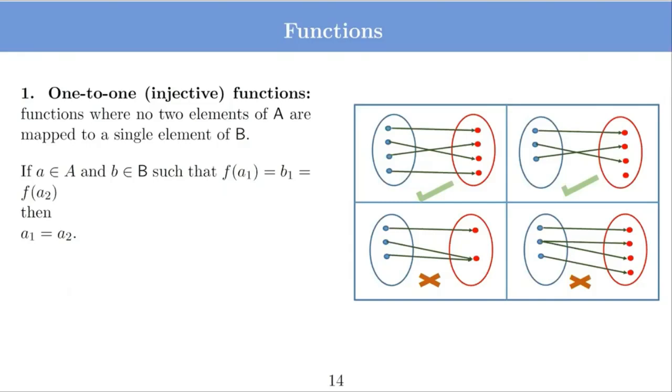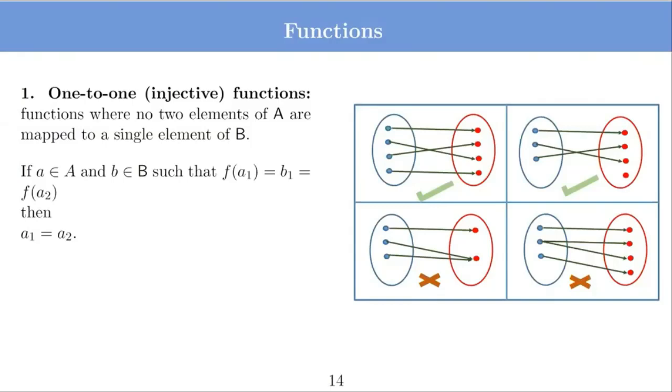The first function which we discuss is called a one-to-one function, or another word is injective function, which means functions where no 2 elements of A are mapped to a single element of B, right? Remember again, just saying function allows that 2 elements of A can be mapped to the same element of B. But a one-to-one function has this additional condition that every element of A should be mapped to a unique element of B.